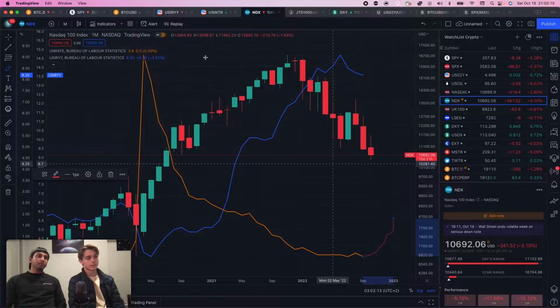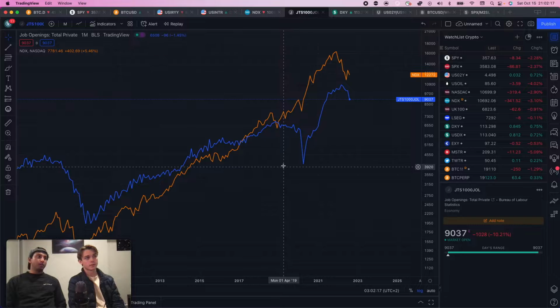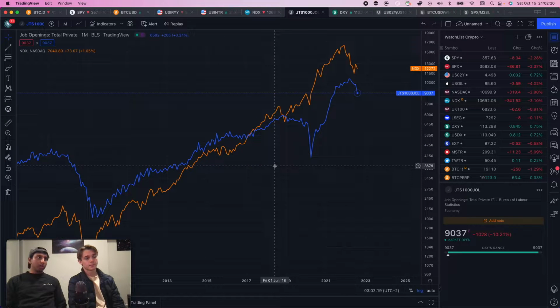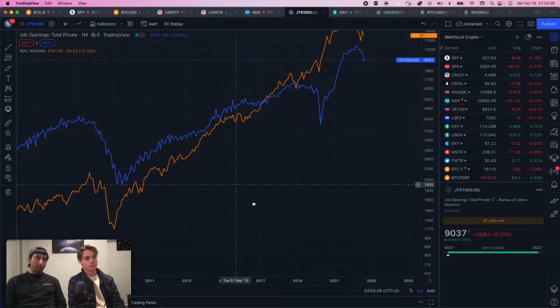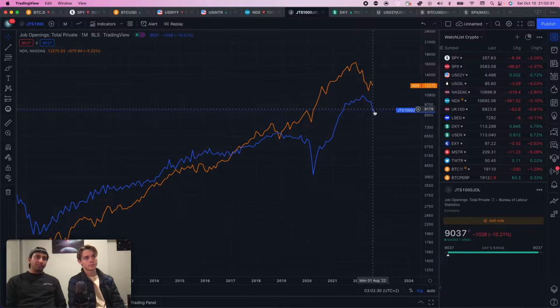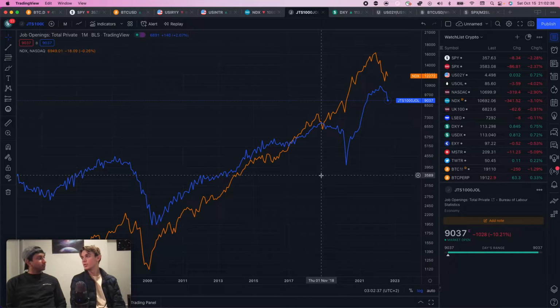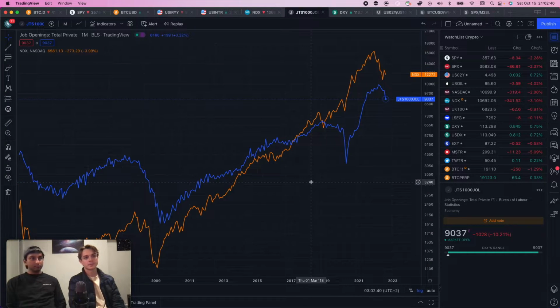Yeah, before we go into yield curves, I actually saw an interesting graph. This shows the total private job openings in blue, and this is the NASDAQ in orange. They're pretty tightly correlated, as you can see, which is very interesting. As the total number of jobs go down, the NASDAQ appears to also go down, which is a very interesting thing. So why do you think that correlation exists?